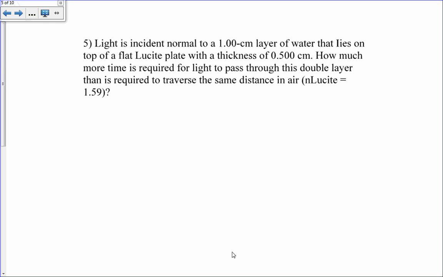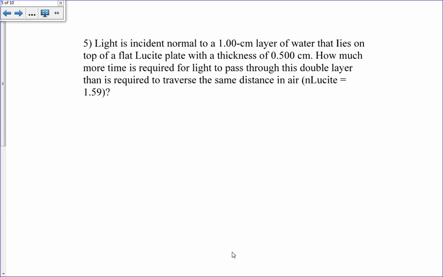Light is incident on a normal to a 1 centimeter layer of water that lies on top of a flat lucite plate with a thickness of 0.5 centimeters. How much more time is required for light to pass through this double layer than is required to travel the same distance in air? And there's the index for lucite.